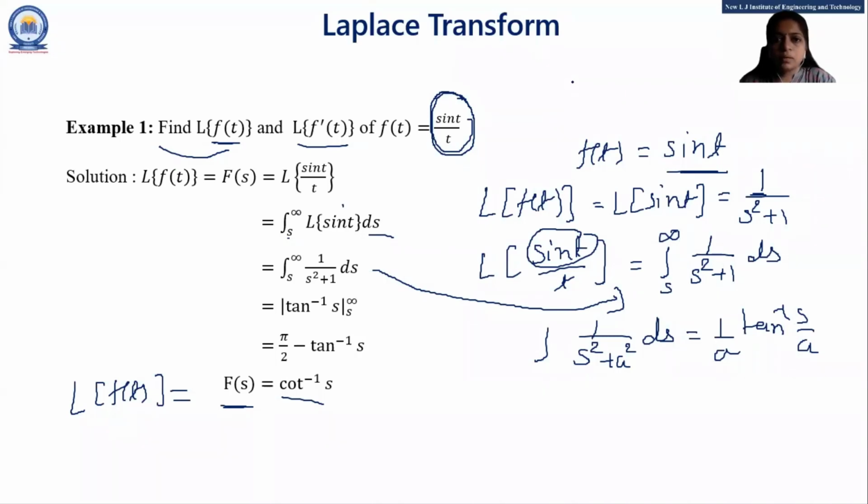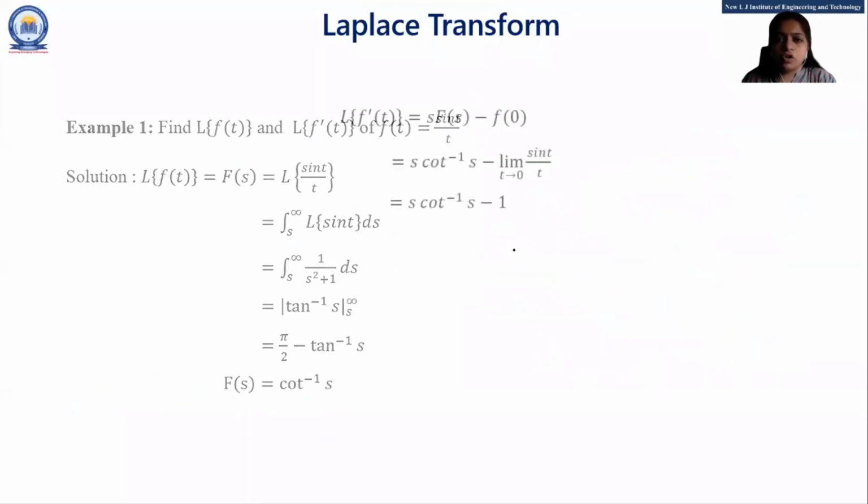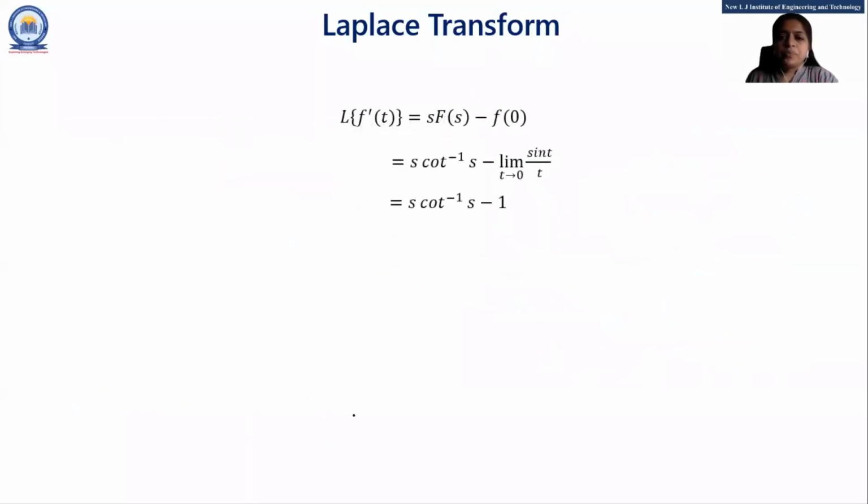Okay, so this is the answer of just Laplace of f of t, but we also want to find the answer of Laplace of f dash t, right? For Laplace of f dash t, there is a formula: s into capital F of s minus f of 0. Capital F of s, that we all know, cot inverse s, we just found.